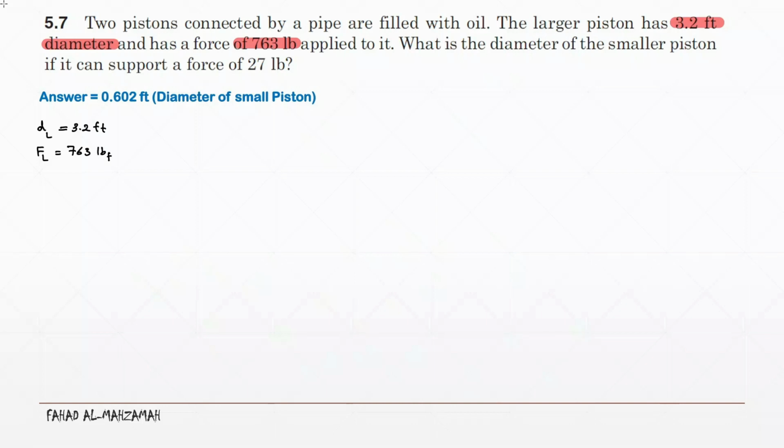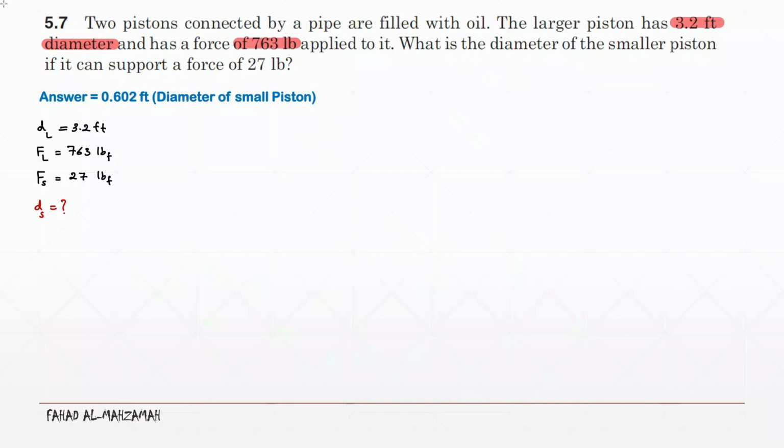Now the question is, what is the diameter of the small piston if it can support a force of 27 pounds? So Fs now is equal to 27 pounds. The question asks for the diameter of the small piston, so ds is equal to... Now, easily you can apply this formula and try to solve it.